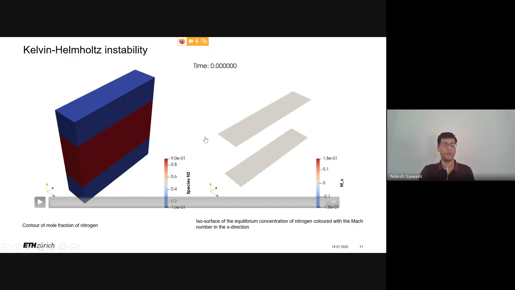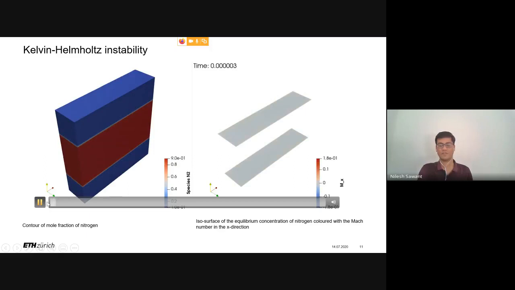On the left hand side, what you will see is the contour of mole fraction of nitrogen, and on the right hand side, these are interface points or interface surfaces. What I mean by the interface is that they are the isosurfaces of the equilibrium concentration. So in this case, there will be 0.5, 0.5 for nitrogen and water. And you can see how this goes.